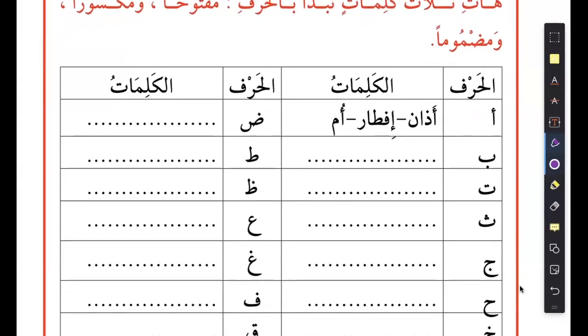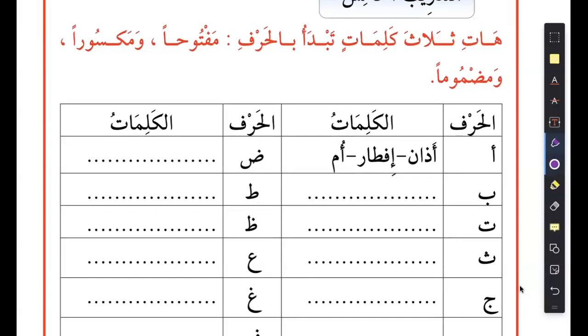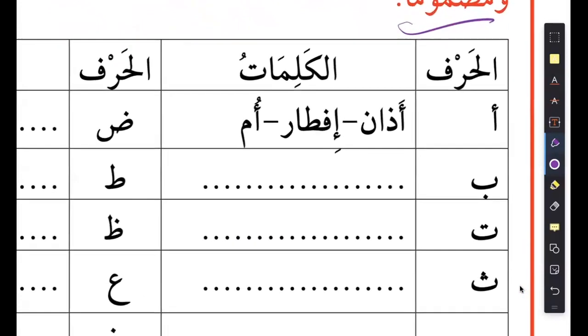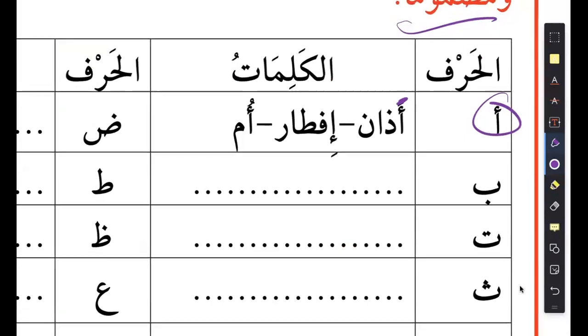Okay, so they want you to, this is going to be a tough one. They want you to come up with 3 words, one that begins with fatha, another that begins with kasra, and another that begins with dhamma. They gave you an example, like for the hamza, you say a, adhan, then ifrat is being excessive, and is mother. So you have a fatha, kasra, and dhamma.